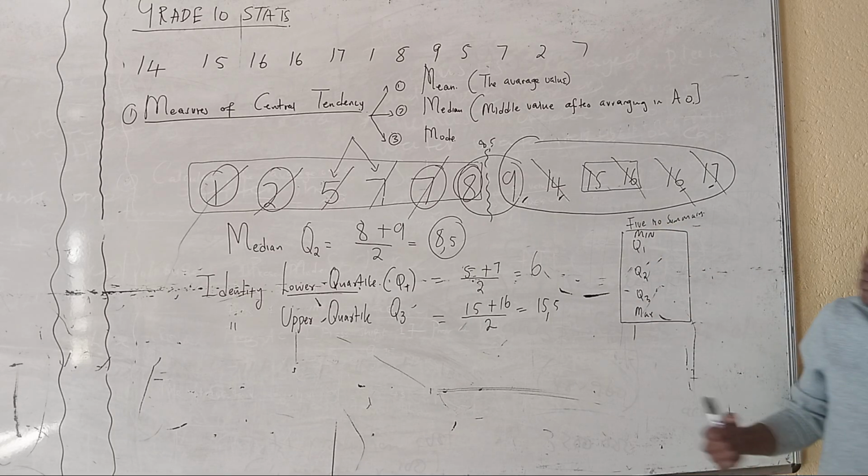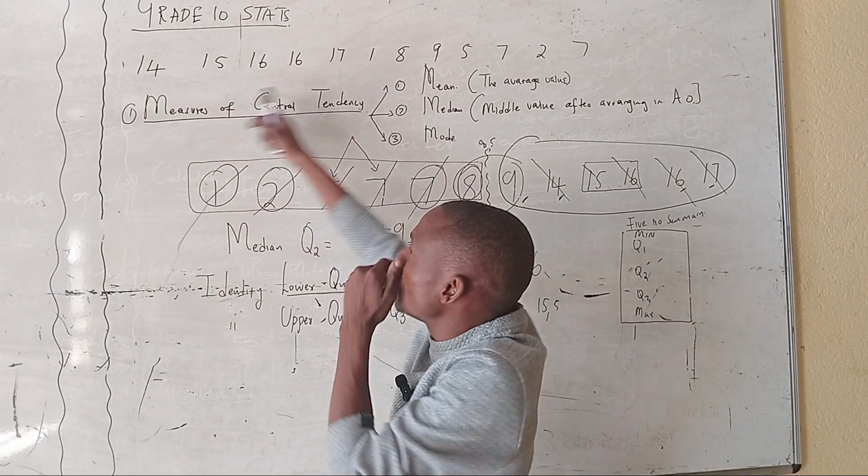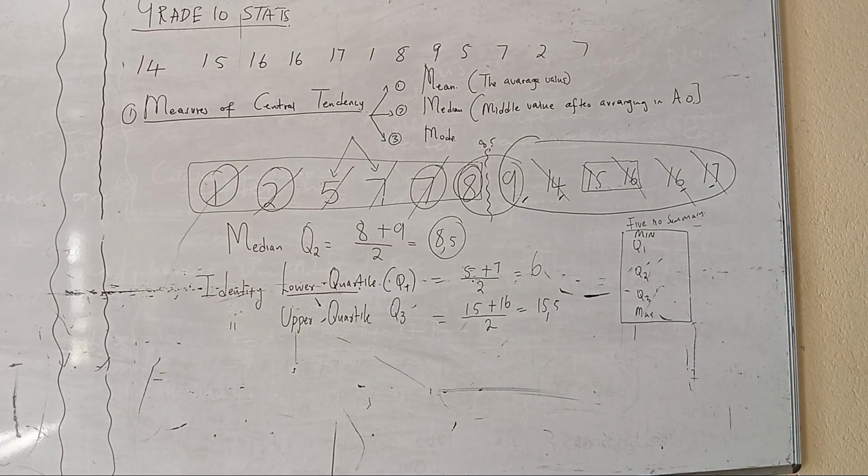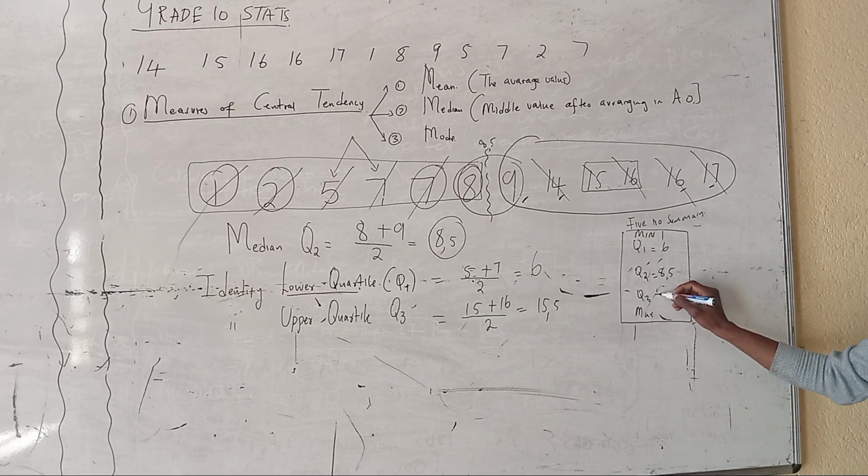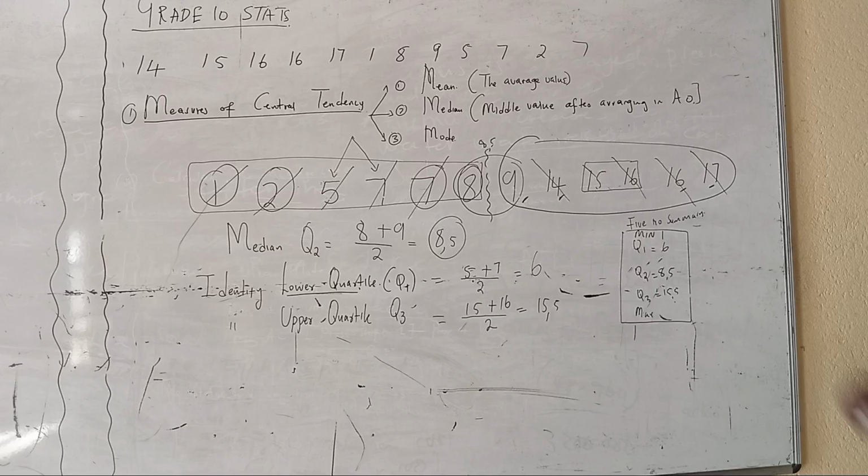So what is the minimum when we look at this data? What is the minimum value? 1. Q1 we said is how much? 6. Q2 we said is how much? 8,5. Q3 we said is how much? 15,5. What is the maximum value? 17. So this makes what?